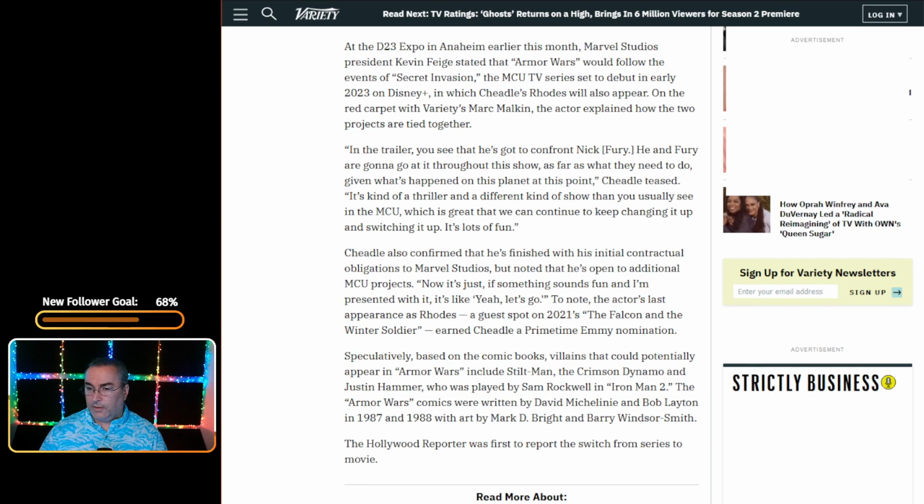Sorry, a security warning popped up while I was talking about this article. Cheadle also confirms that he's finished with his initial contractual obligations with Marvel Studios, but noted that he's open to additional MCU projects. Quote, now it's just if something sounds fun and I'm presented with it, as in Cheadle is presented with it, it's like, yeah, let's go.